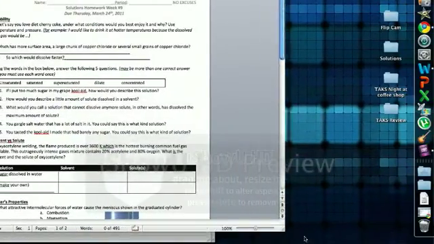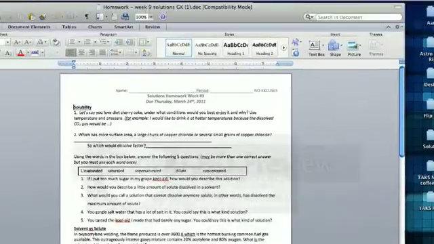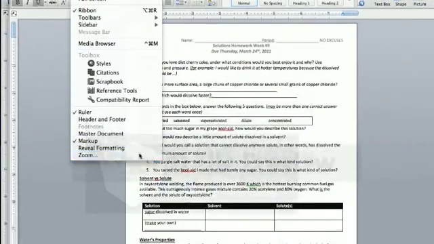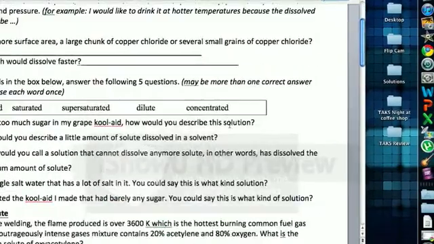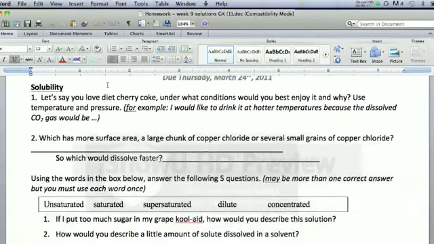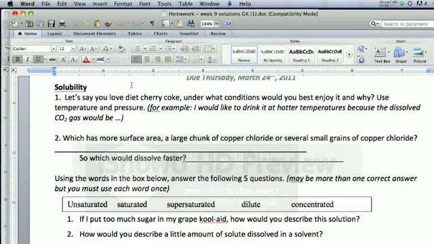Alright, so we're going to work through the odd number problems on your homework, and I'm going to zoom in a little bit, so hopefully it'll help you see the problems a little bit better. Problem 1 under solubility says, let's say you love Diet Cherry Coke. Under what conditions would you best enjoy it and why?